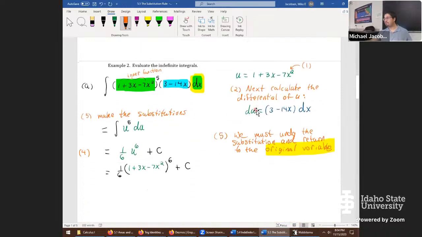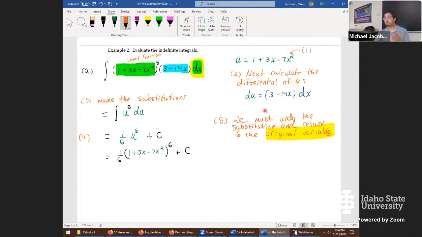This one is optional, and it's something you could do mentally if you'd like. Scratch paper is a good idea as well. Let's say 6 for step 6, which is optional. I would definitely do this, especially if I have extra time, say during an exam. It's not a bad idea to check these out and just see if they work. Take your whole answer, 1/6, 1 plus 3x minus 7x squared to power 6, plus that constant, and just differentiate it. So now we're really just doing a check.